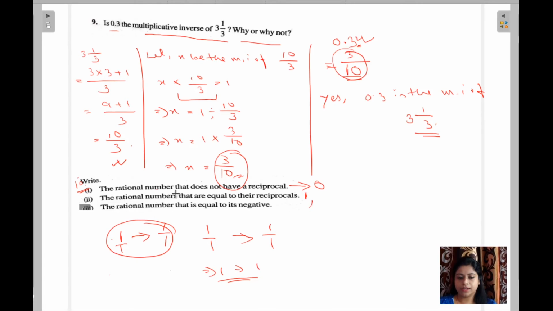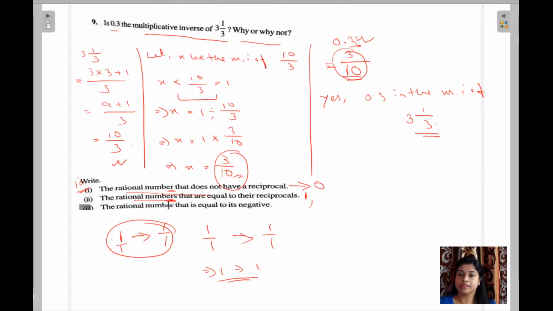See, here in the question the clue is given. I always say to read the question properly in mathematics. In the question only, the clues to the answer are given. See, in the first one, the rational number that doesn't have a reciprocal, that means only one number. In number 2, the rational numbers, plural form is given, that means more than one number.